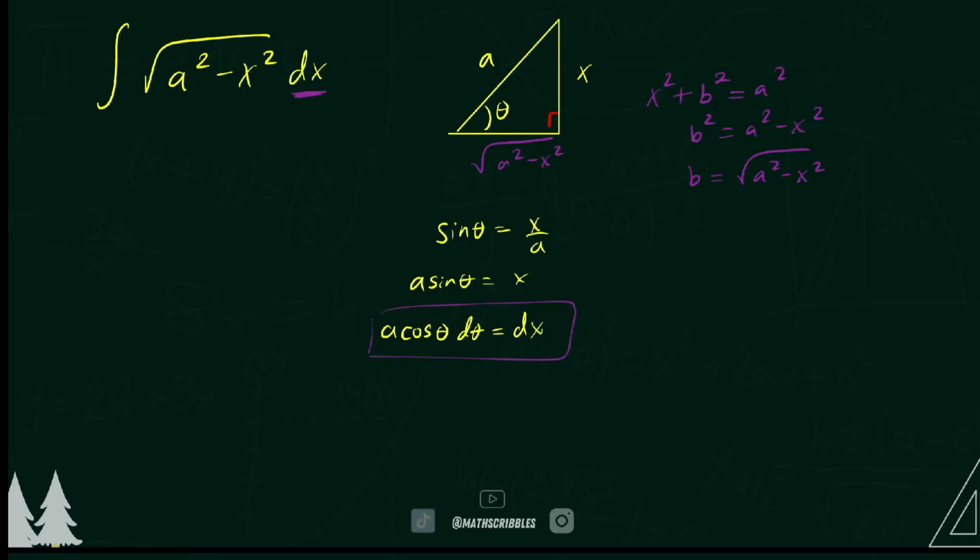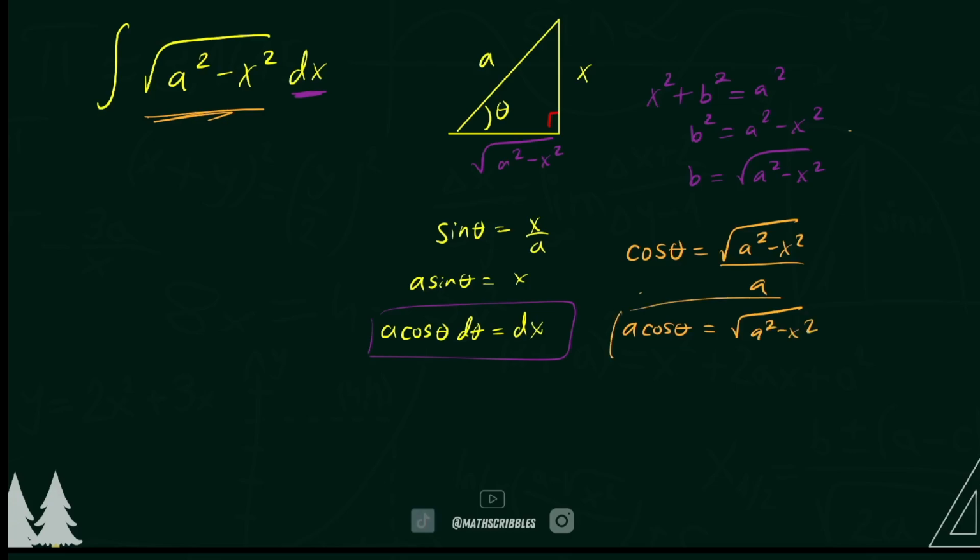But we still need something to find for the root a squared minus x squared. Well, we kind of have it on the triangle there. You can say that cosine theta is equal to the adjacent, root a squared minus x squared, over a. In other words, a cosine theta is equal to root a squared minus x squared. And now we have the value for root a squared minus x squared, which we're going to plug into our integral.